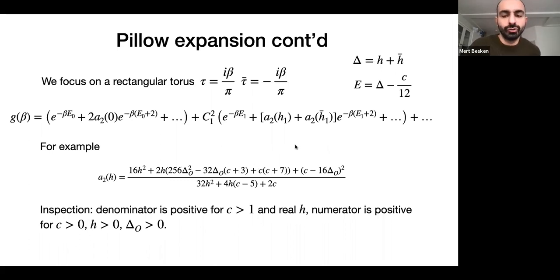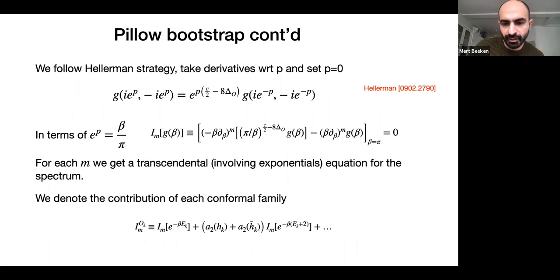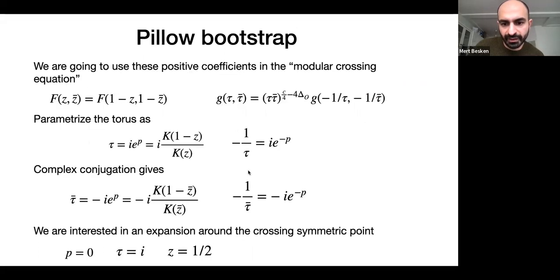So what are we going to do with this positive expansion? I'm rewriting this crossing equation. This was the plane version of it. This was the pillow version of it. We are parameterizing the torus in terms of parameter P here. Tau was related to z like that, and calling this i times e to the P. And we can compute tau bar. It will just be minus i e to the P. And corresponding values of 1 over tau and 1 over tau bar are just easy to compute like this. We needed to compute them because they appear on the right hand side.